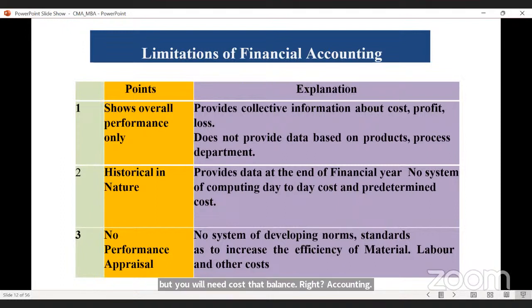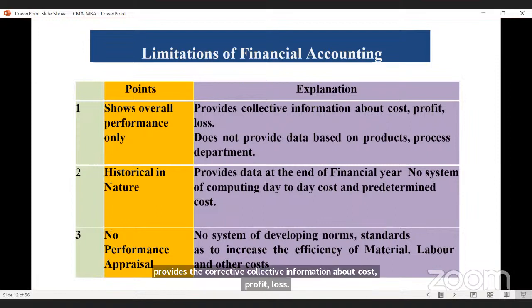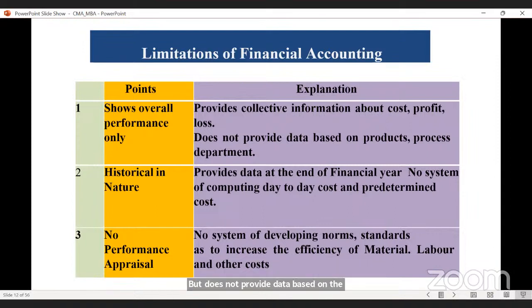So the first point is that it shows overall performance only. Financial accounting shows overall performance only. That means during a period, what is the amount of profit or loss earned by the business, or what is the financial position of the business, simply what the asset position is right now. So it provides collective information about cost, profit, and loss, but does not provide data based on the product, process or department. If you want to know the data relating to a product, a particular process, or a particular department of your organization, then financial accounting will not be able to provide those data.